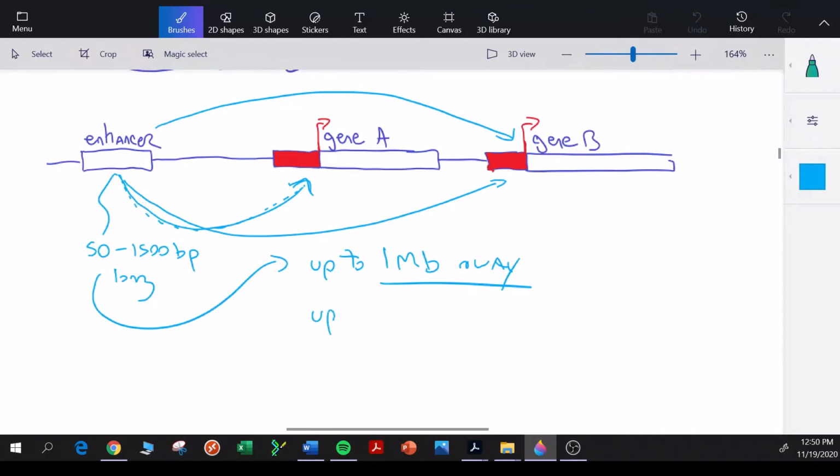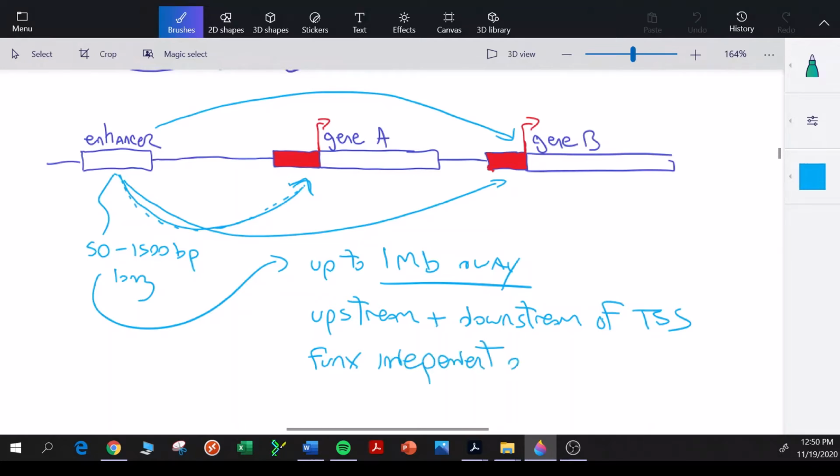They can work both upstream and downstream of a transcription start site. They can be found within a gene, within an intron of a gene. And they function independent of orientation. So you can take the enhancer, flip it around at the same spot, and it still works.